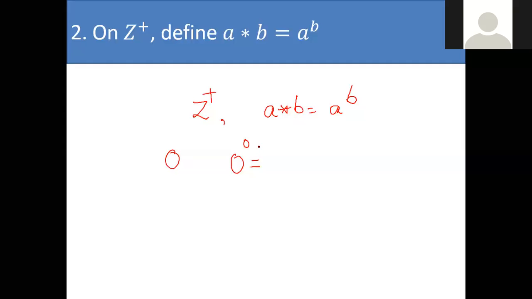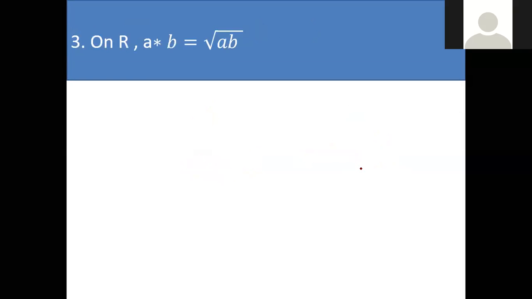Okay, students, there is a slight mistake. Yes, this is a binary operation, true. Because zero is neither positive nor negative, so you can't include zero. So this particular question is a binary operation. If you take any two positive numbers, 2 to the power 5 or something like that, you'll get a positive answer. So this is a binary operation. Good. So we'll move on to the next question.